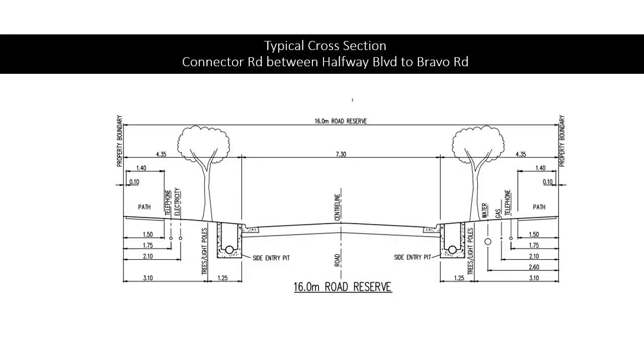Again, here's the typical cross section for the section between Halfway Boulevard and Bravo Road. It is adopted from City of Greater Dandenong's standard design drawings. As you can see, it consists of lots of elements compared to the other section of the road. Allowance for various services including underground trench drainage system, kerb and channels, footpaths is pretty typical for an urbanized road construction project.